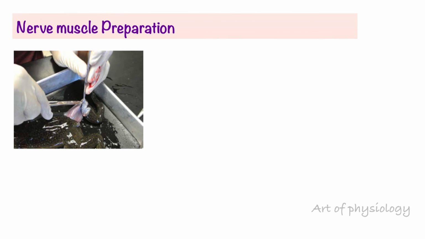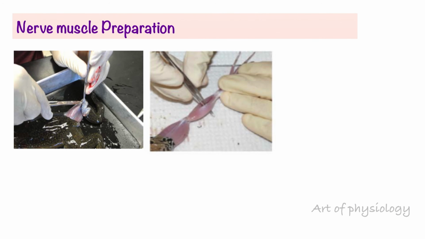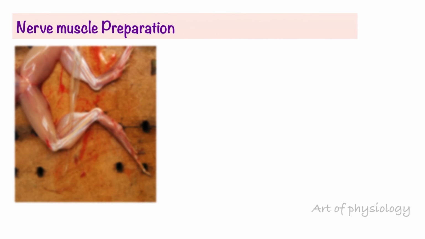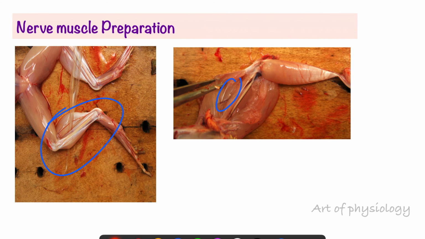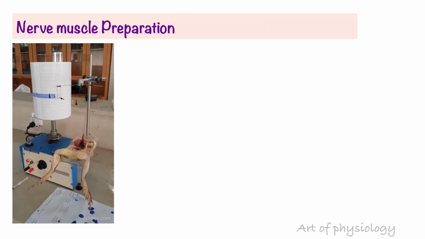After pithing, we have to cut the skin on the legs, then remove the skin, then expose the nerve and muscle of the frog. Here we are taking the gastrocnemius muscle and sciatic nerve because these are the longest nerve and the largest muscle. So this is the gastrocnemius muscle and this is the sciatic nerve that we exposed. After exposing them, we connect the nerve and muscle to the electrode, then to a kymograph. If any movement happens in the muscle, it will be traced on this moving kymograph. Now we'll see a video.